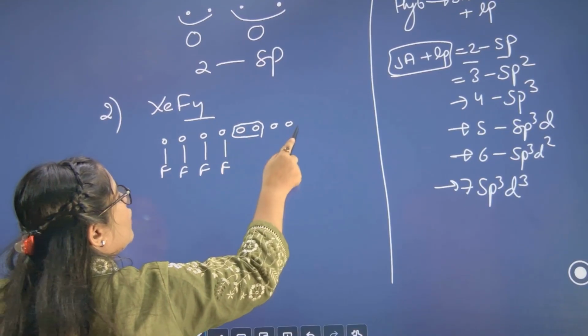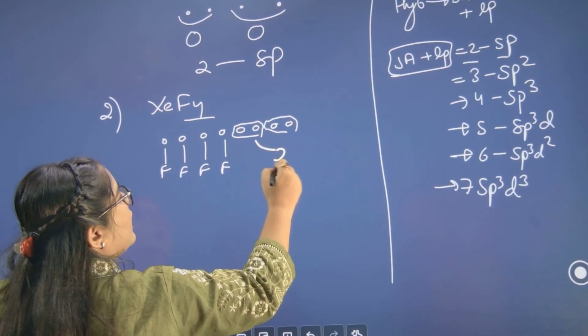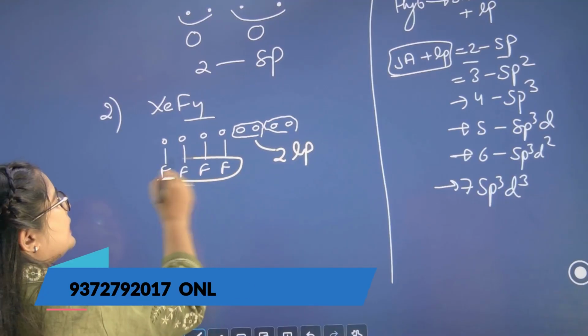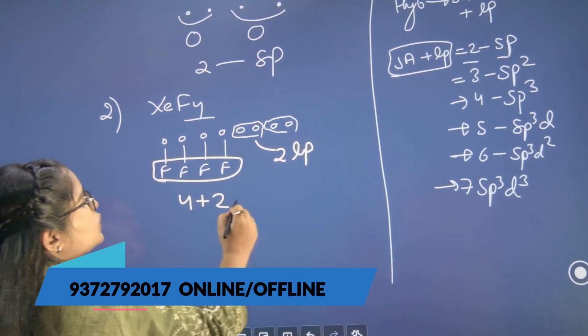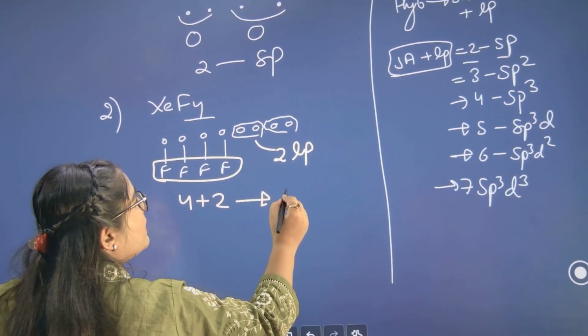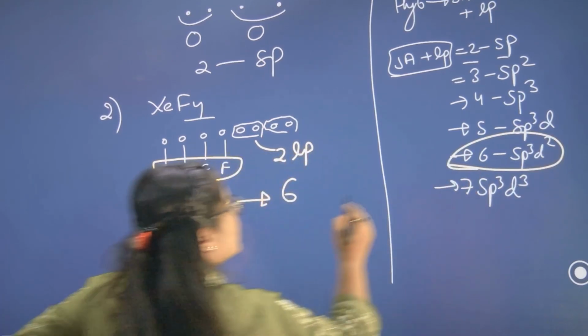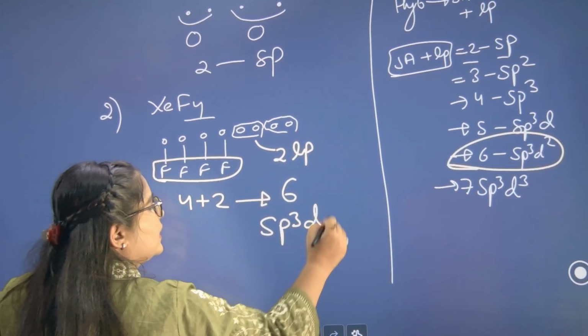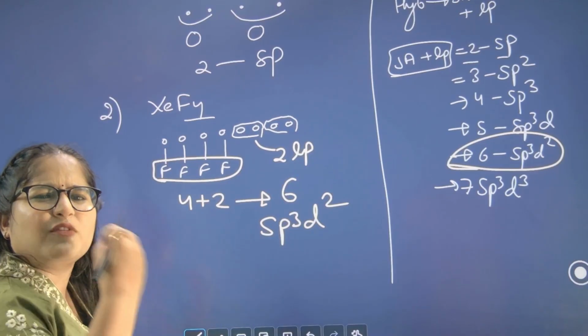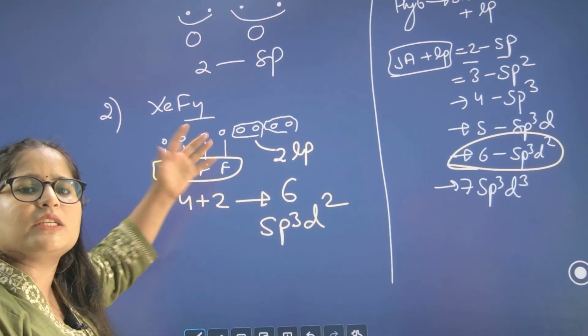Now left out, tell me fast, we have how many lone pairs? We have 2 lone pairs and how many side atoms? 4. So 4 plus 2, how much? 6. What is the hybridization? sp3d2. Easy or not? Very easy, very simple. You can solve any type of question using this trick.